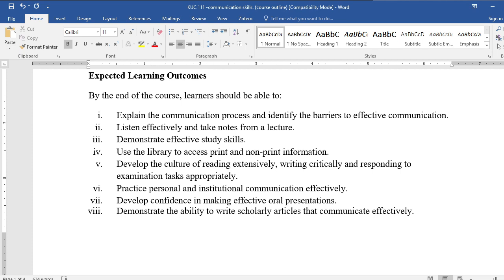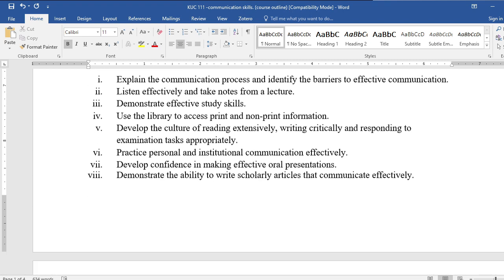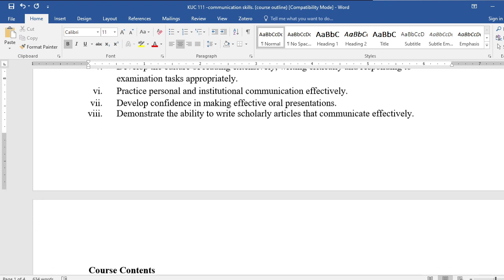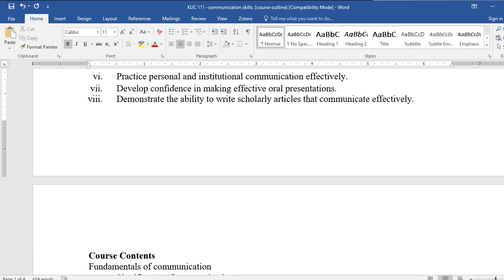I also expect that by the end of the course, you should be able to practice personal and institutional communication effectively, and also develop confidence in making effective oral presentations, which is something you will engage in, and you should be able to demonstrate the ability to write scholarly articles that communicate effectively.